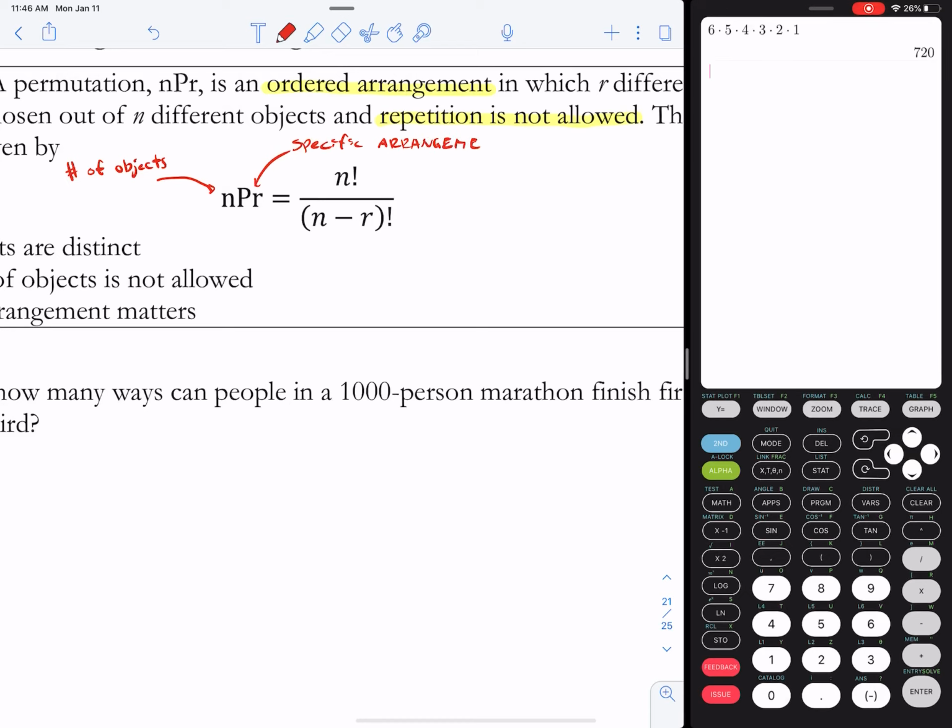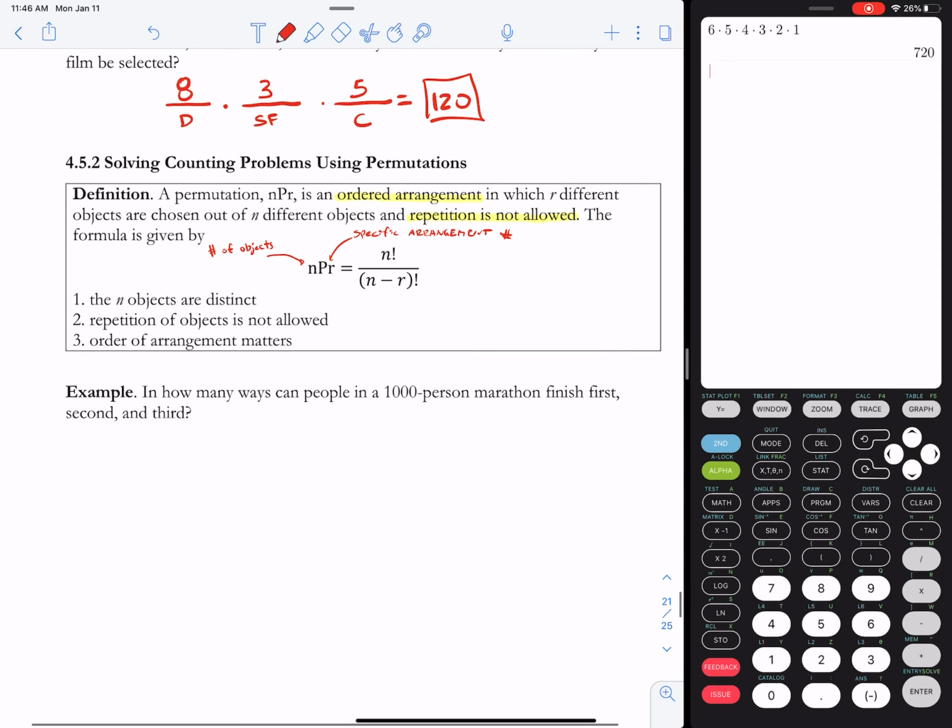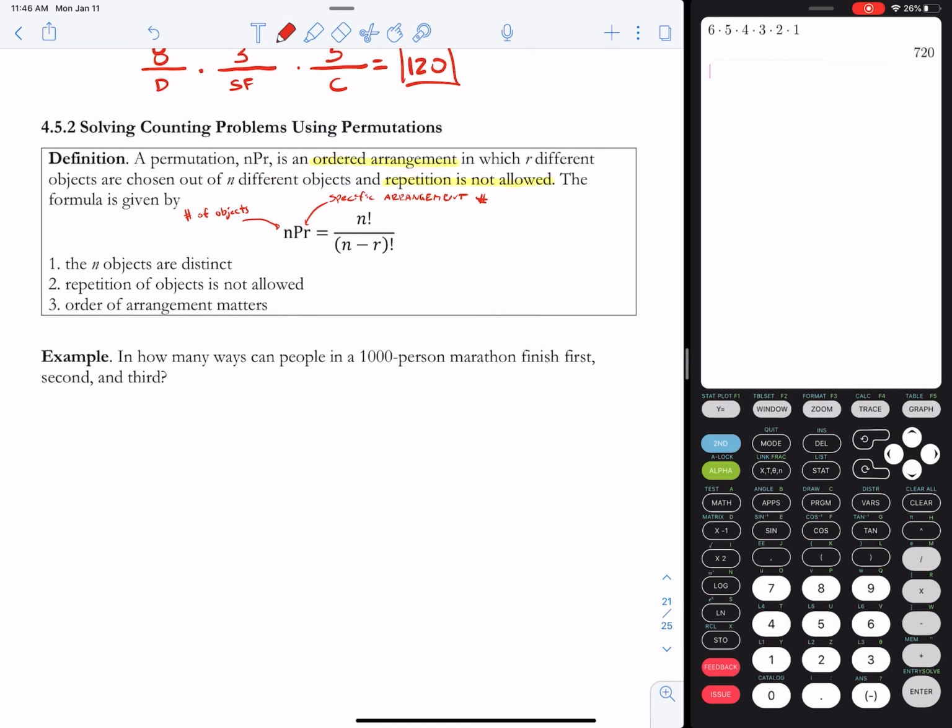Arrangement number, or specific number of arrangements, however you want to label it. And let's do an example of permutation. Through this example, I'll make connections to what we already did above in other examples. It says here, in how many ways can people in a 1,000-person marathon finish first, second, and third? Again, order matters in this example because they're giving me placements. They're telling me first, second, and third.